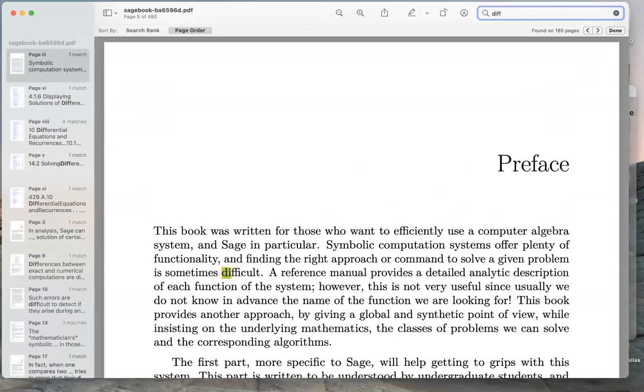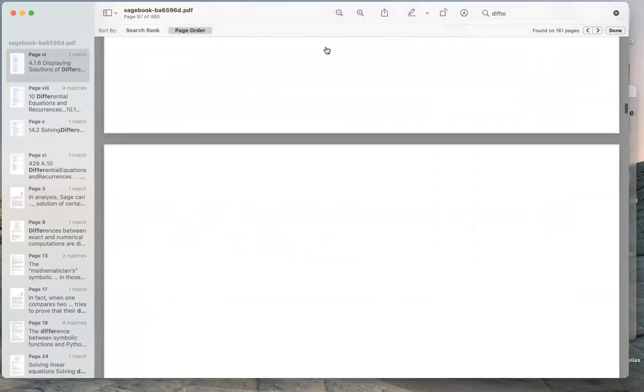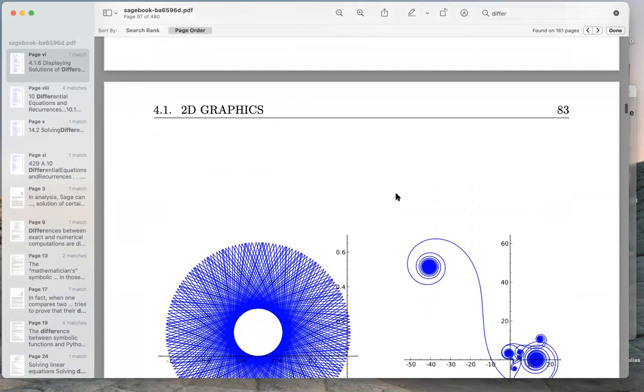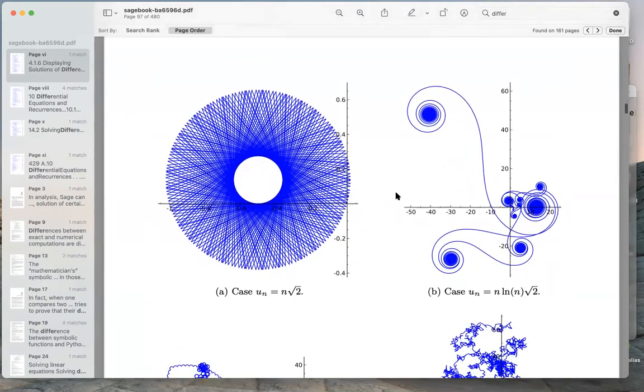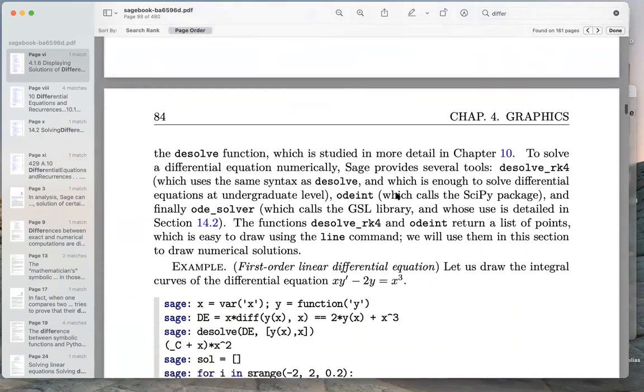So let's say I'm here in differential equations. Well, I just typed in DIFFER. I'm seeing it right now: displaying solutions of differential equations. I can click on that, and it's going to bring me to that section of the notes. And then I see this over here, and I say, gee, that looks nice, and I wonder, how could I do that? I might scroll through this and look for code.